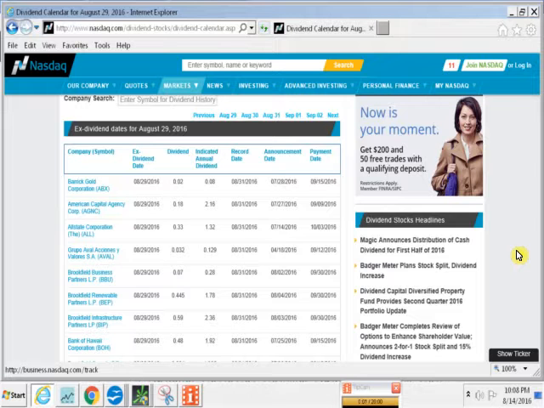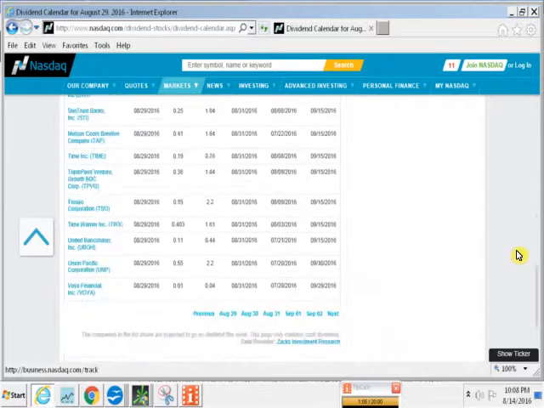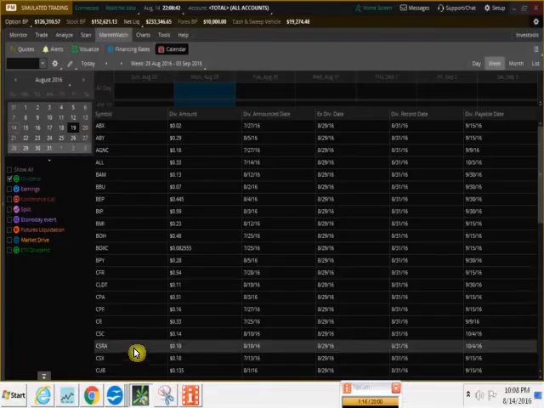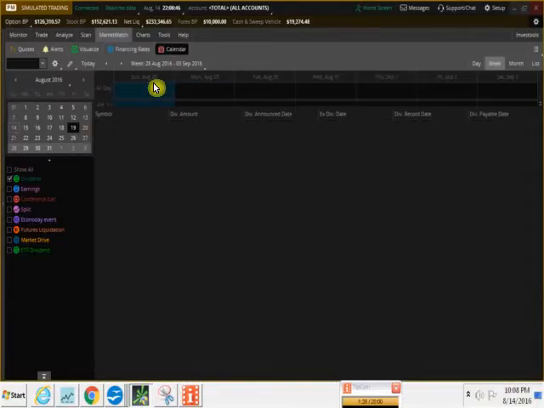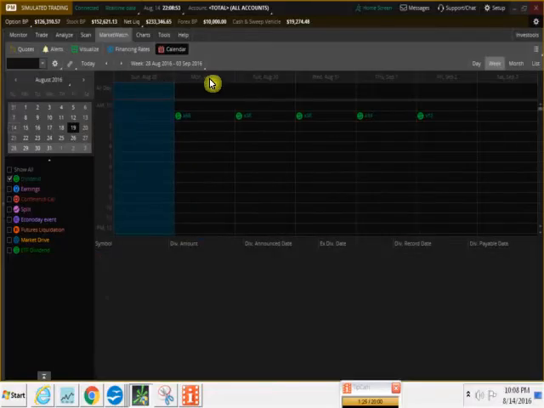Some of these companies you've heard of: American Capital, Allstate, Global, Lowe's, Qualcomm, Stag. Anyway, 53. I take this list from NASDAQ, and I cross-reference it with Thinkorswim. Now, Thinkorswim is showing 53 companies also on the 29th. See, August 29th, we have 53 companies.